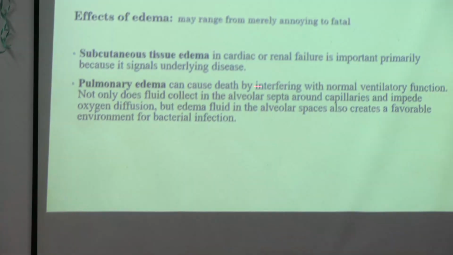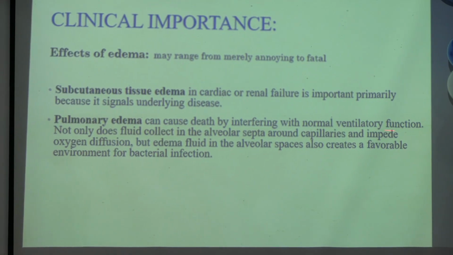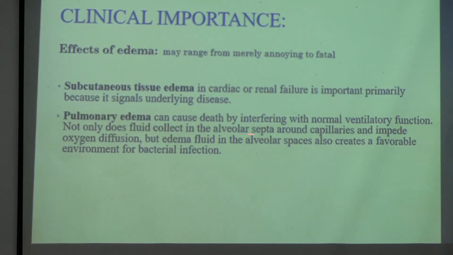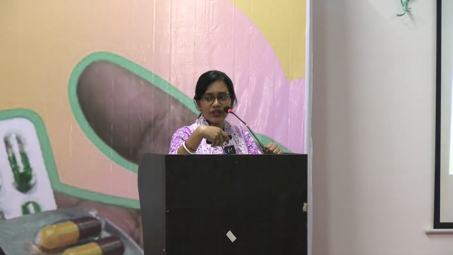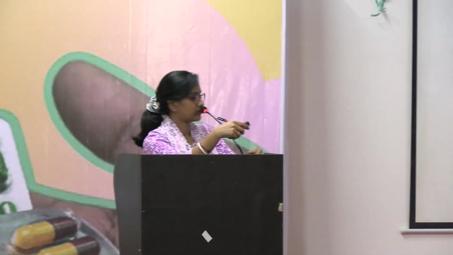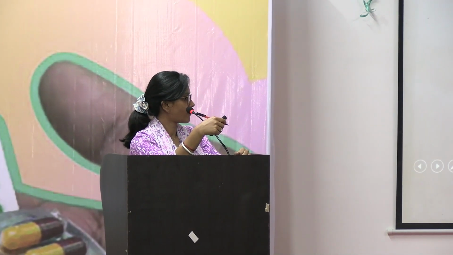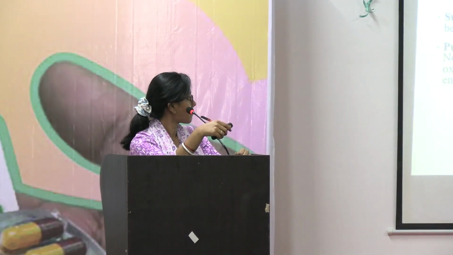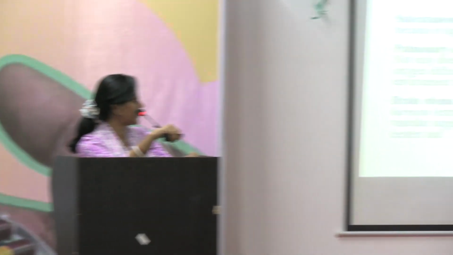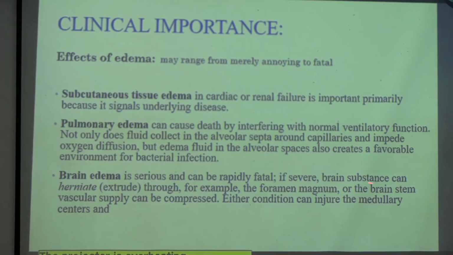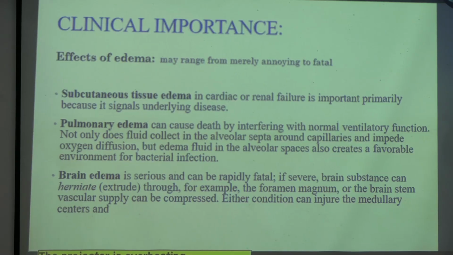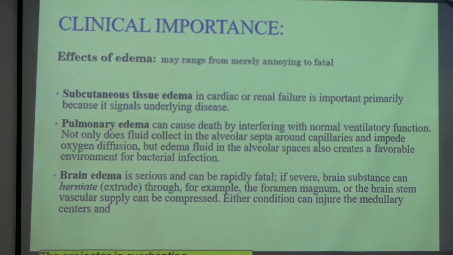In pulmonary edema, it can cause death not only by interfering with the normal ventilatory function, but the fluid collected in the alveolar septa will impede oxygen diffusion. So the oxygenation will not be proper and the patient will often have complaints of dyspnea. And brain edema can be serious and often fatal. If severe, there will be herniation. So remember, cerebral edema can often result in herniation.